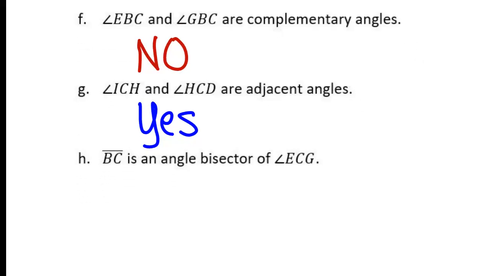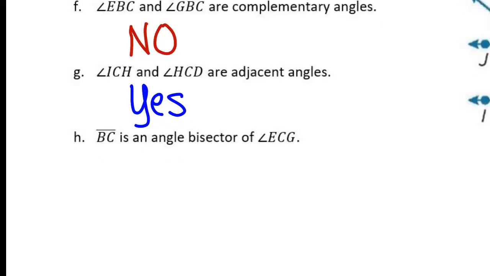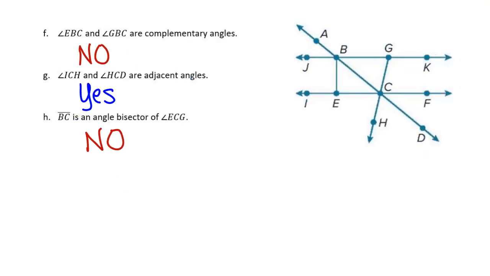Segment BC is an angle bisector of angle ECG. Am I allowed to assume that things are bisectors? No. I can know that it's inside, but I don't know if it's a bisector. I don't know that it's cutting something exactly in half. All right, let's go do the last question.